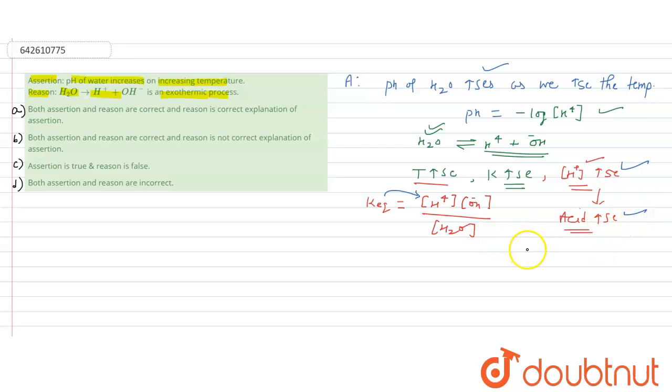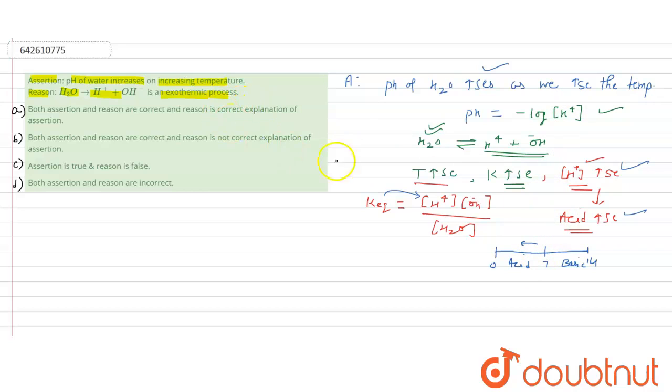As we know, with reference to water we have a pH scale. 7 is neutral, 14 is basic and 0 is acidic. So below 7 it is acidic, and this part is acidic and this part is basic. We know that when we increase the temperature we move toward this side, which means the acidic character increases.